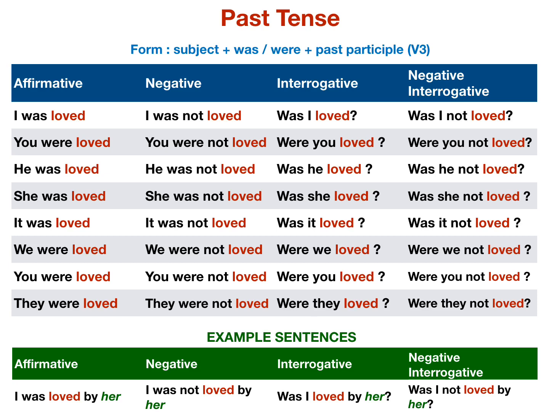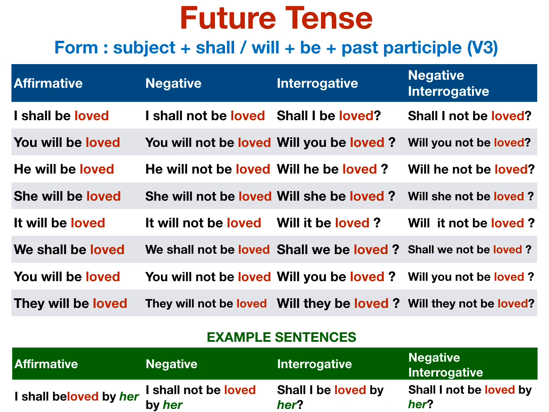Example sentences. I was loved by her. I was not loved by her. Was I loved by her? Was I not loved by her? Passive voice, future tense. Subject plus shall or will plus be plus V3. I shall be loved. I shall not be loved. Shall I be loved? Shall I not be loved? You will be loved. You will not be loved.